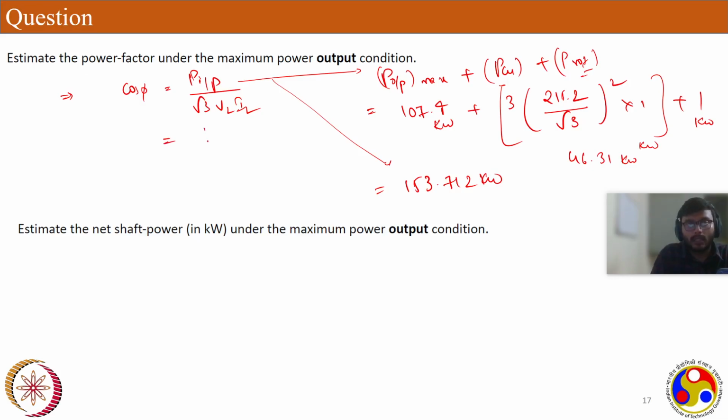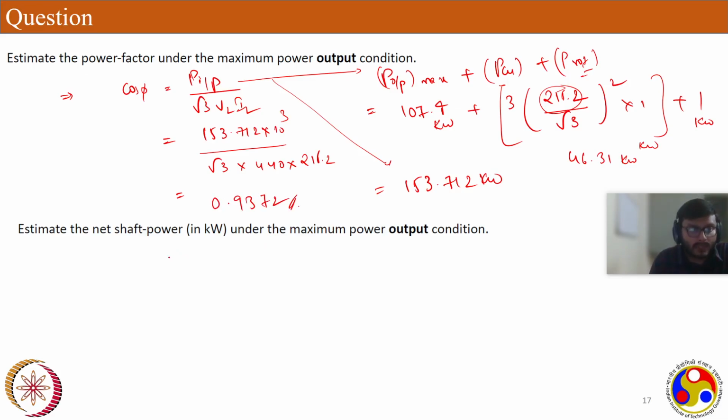Now calculate the power factor: 1.712 into 10 cube divided by root 3 into 440 into line current, that is 215.2. Now everyone calculate it. Root 3 into 440 into 215.2. So we're getting 0.9372 power factor.